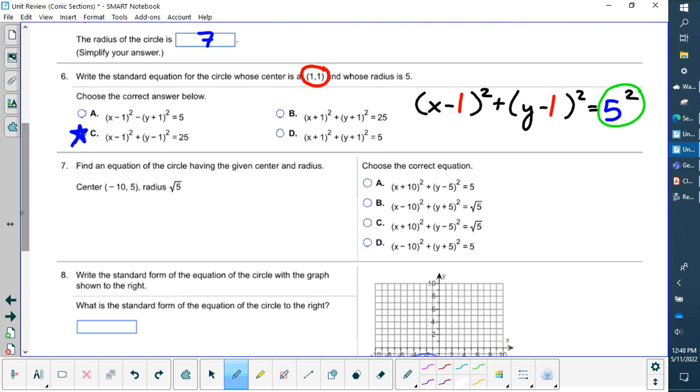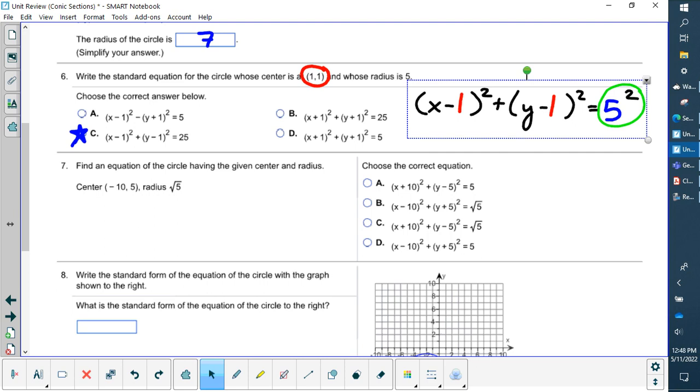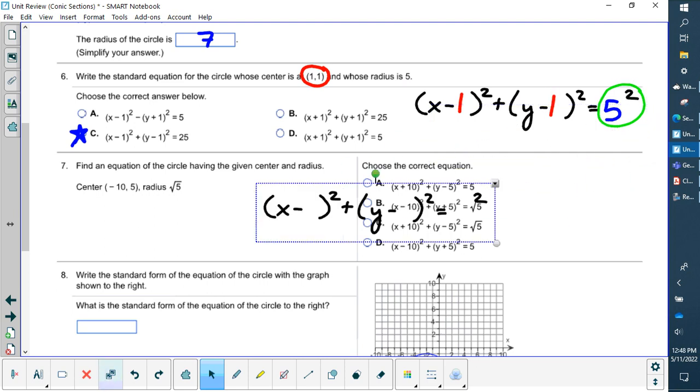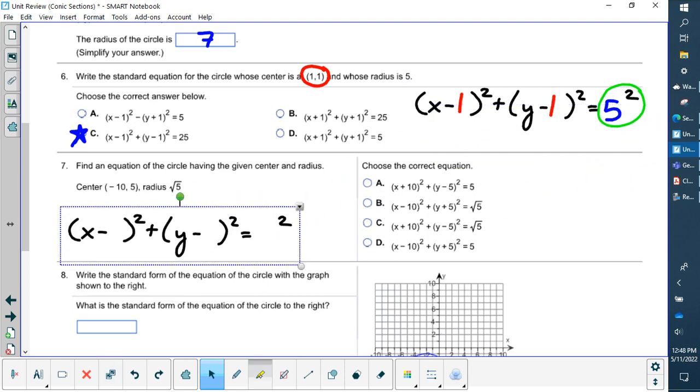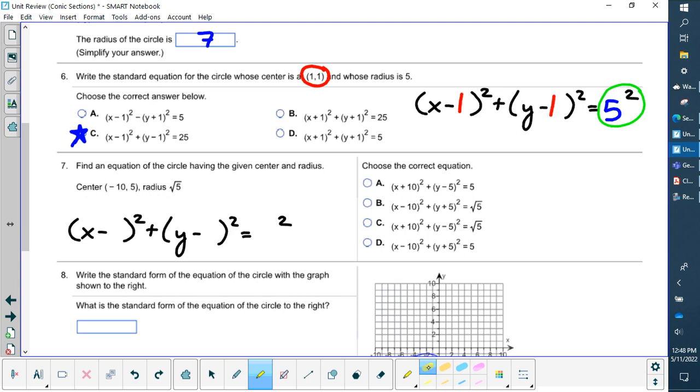Okay, same thing. I'm going to clone this. I'm going to bring it down. We're going to fill in the blanks. Okay, there's an X. That's going to go in the X spot. There's a Y. That's going to go in the Y spot. There's a radius. That's going to go in the radius spot. So let's plug our numbers in.